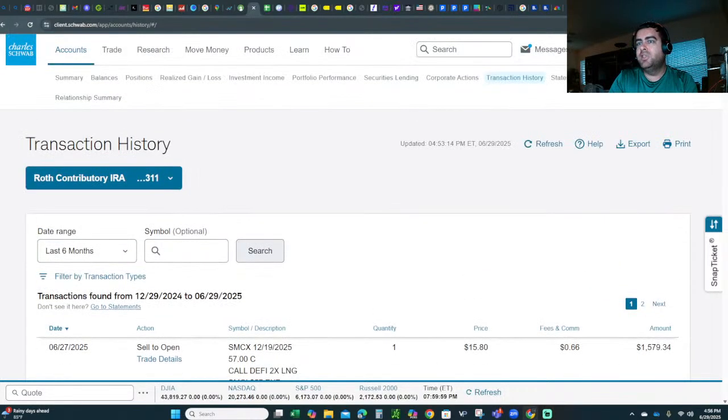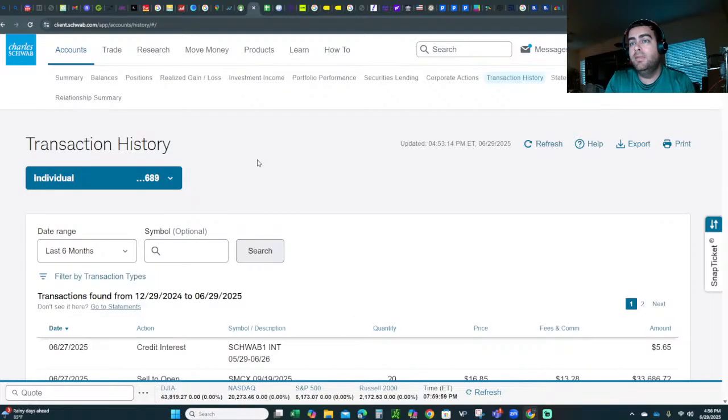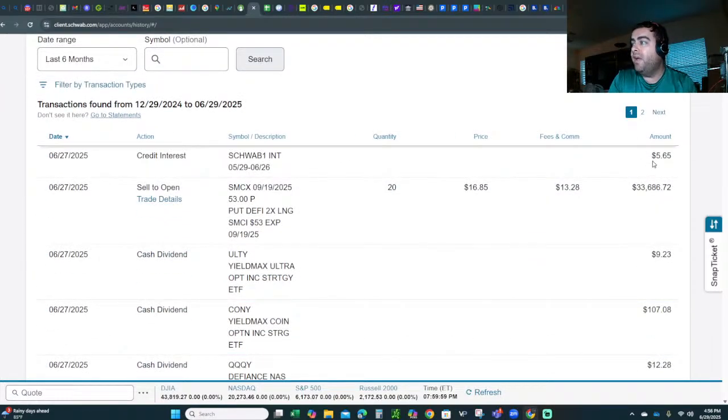Okay, so that's just in the Roth. So we're not even done yet, folks. But let's do the brokerage account. So, oh, look at this. I made 565 in interest. Now, that's a good point because CDs, interest on your accounts and all that are never going to make you rich. But this strategy will.